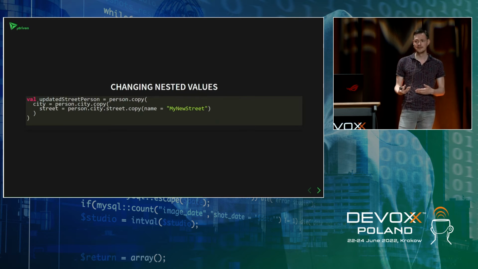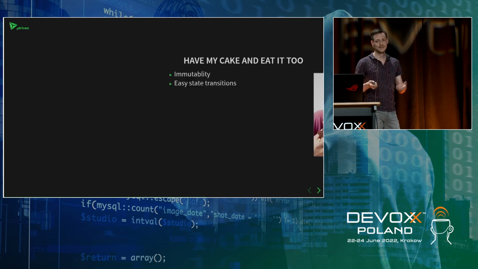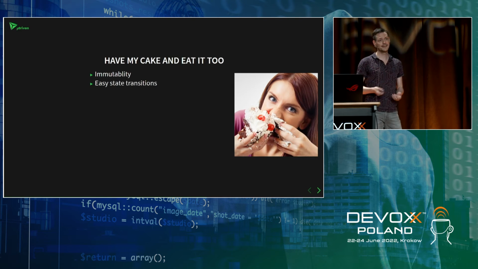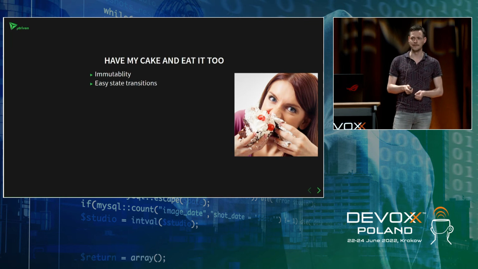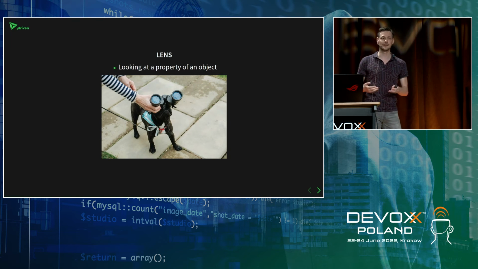And again, on one hand, I really love my immutability pattern, but on the other hand, I kind of want to have ease of mutation as well. So I kind of want to have my cake and eat it too. And this is where Arrow optics come into play. And it does this with lenses. And lenses are objects that are made to look at a specific property of another object and to get and modify that value.